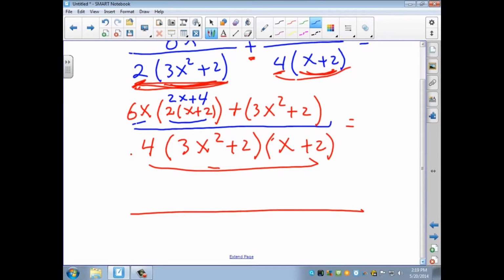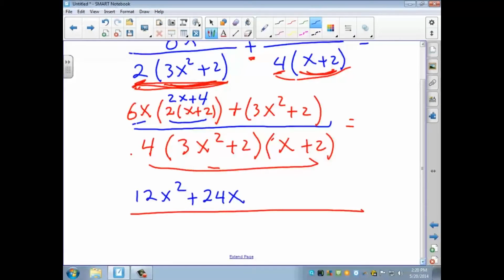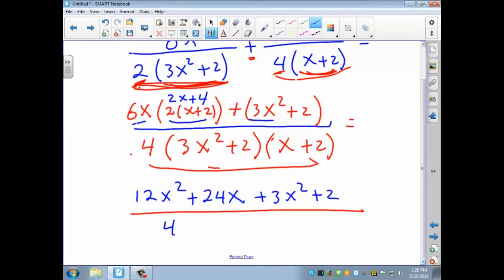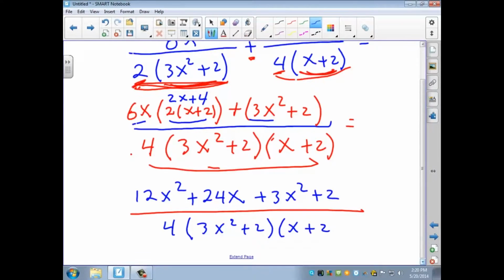So you multiply 6h by this parenthesis, it would be 12h squared plus 24h. That takes care of this part. And then plus 3h squared plus 2. The denominator, you really have to just leave it like that. You cannot do much. Let's not fool around with it because you cannot cancel anything in this situation. So 4 times 3h squared plus 2 times h plus 2.